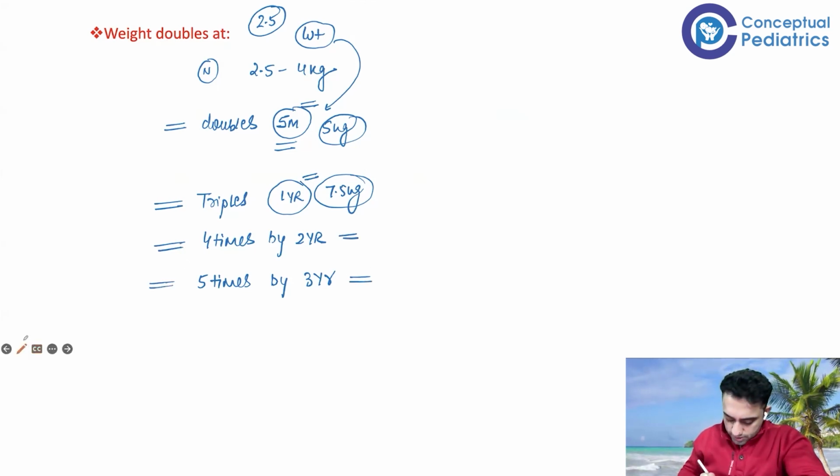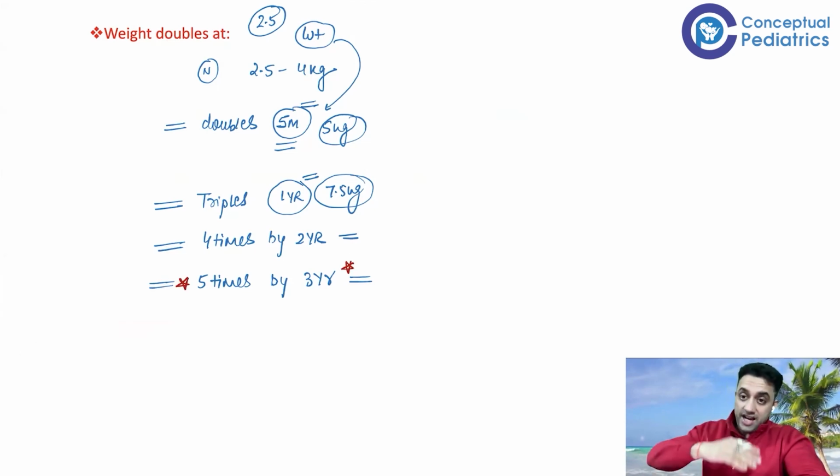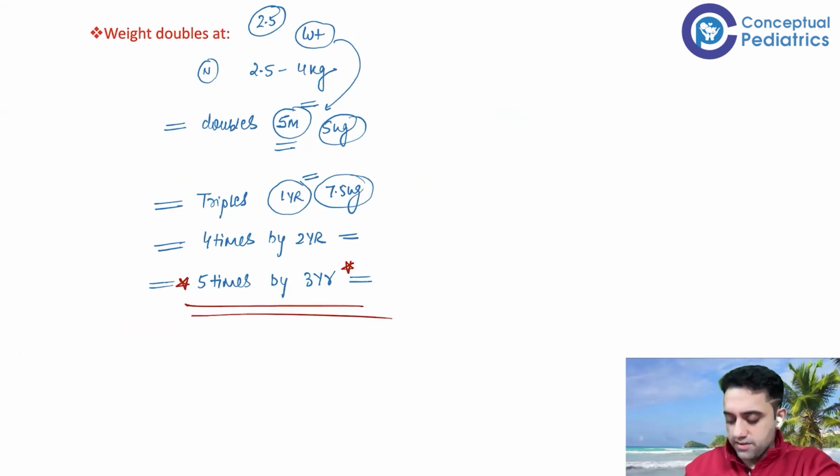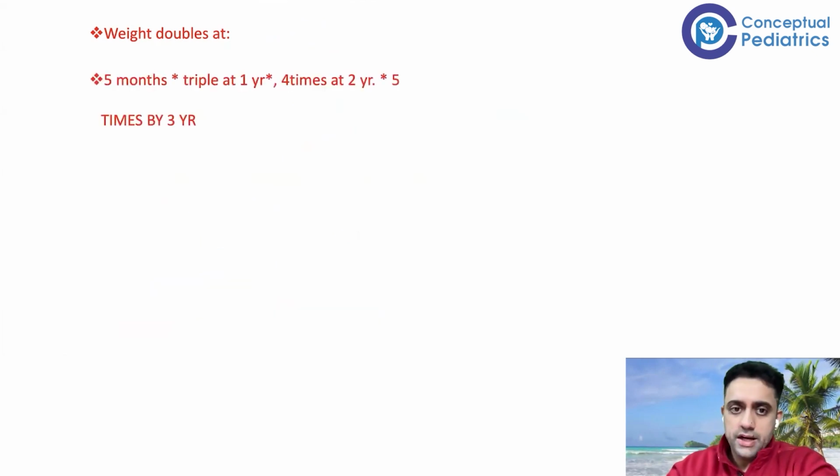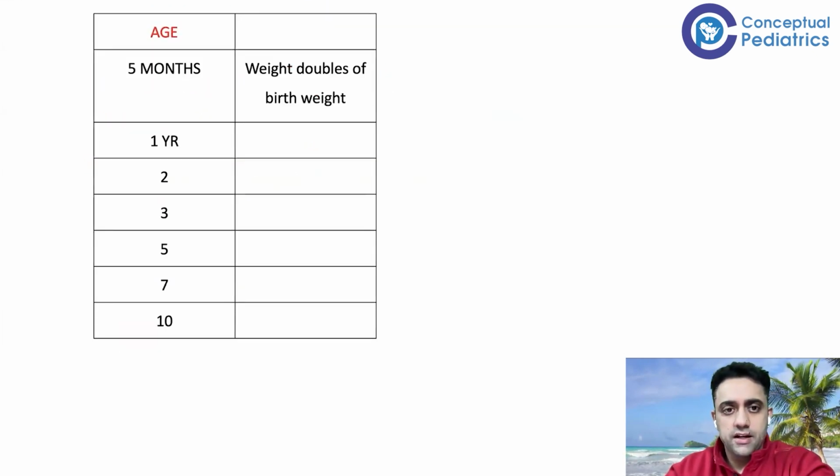So why so much talking like that? Because this was an exam question. The baby's weight becomes 5 times the birth weight by how many years? The answer is 3 years. They had asked this question like that, so it's quite interesting that you should know. Okay, so this part is done.